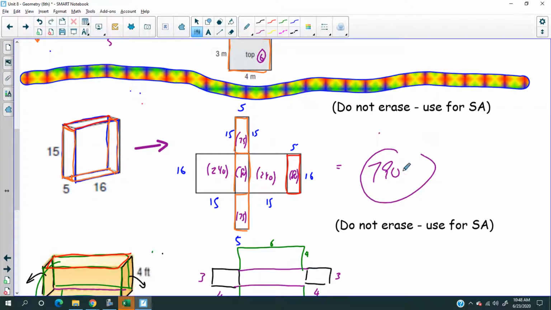All right. By the way, it's squared. This is area. So if this were centimeters, it will be centimeters squared, not cubed. This is not volume. Okay. So do you see the difference?